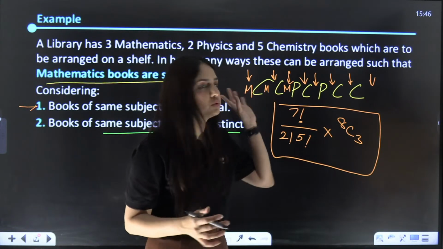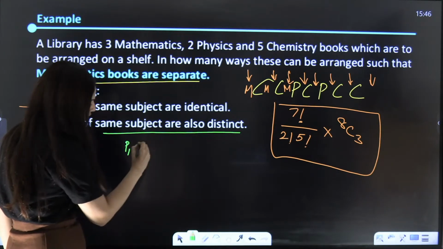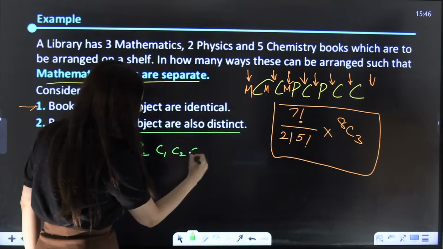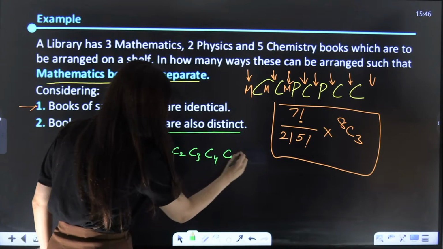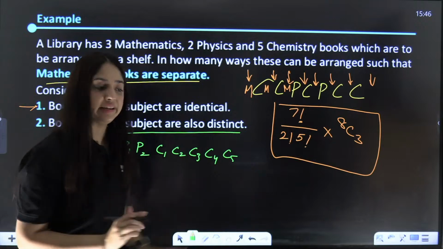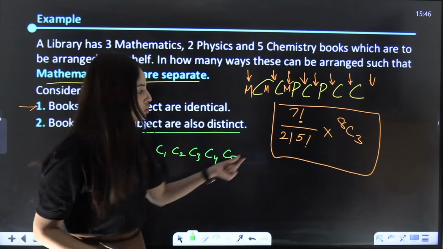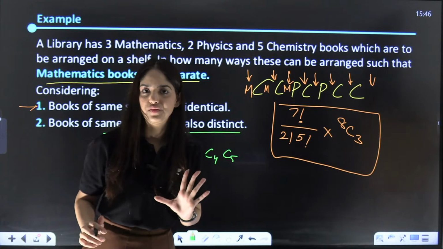have P1, P2, C1, C2 and so on. So now, just like before, we are going to find an arrangement for the rest of the objects. In this case, because they are all unique, we just have to do a 7 factorial. No repetition, so no dividing by 2 factorial, 5 factorial.